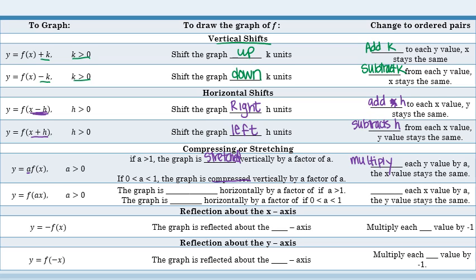So again, exactly what you'd think. Here this is taking a times f of x. So you take your y values, multiply them by a. Here you're adding k to your f of x. So take your y values and add k. So for the y's, you do exactly what it says.